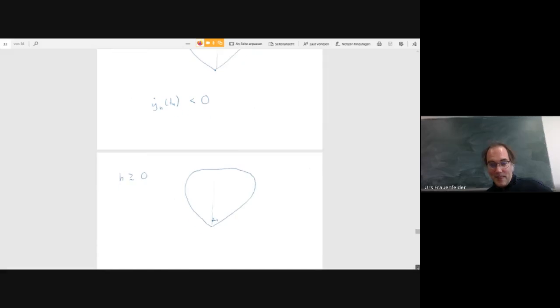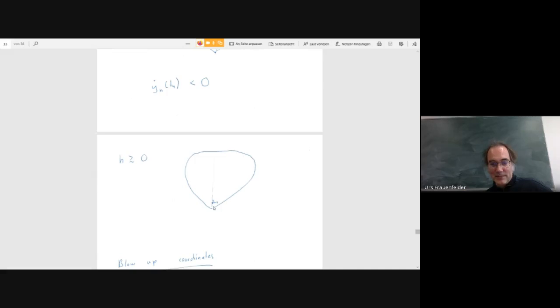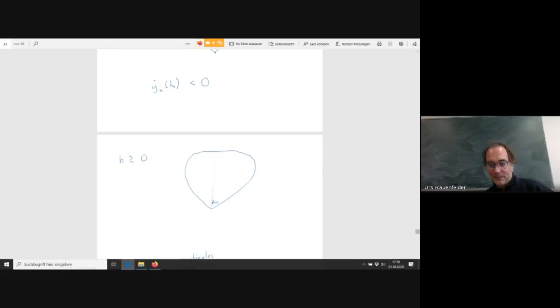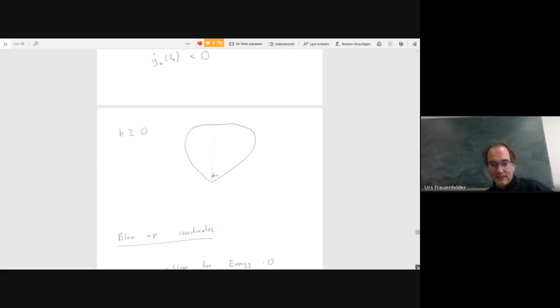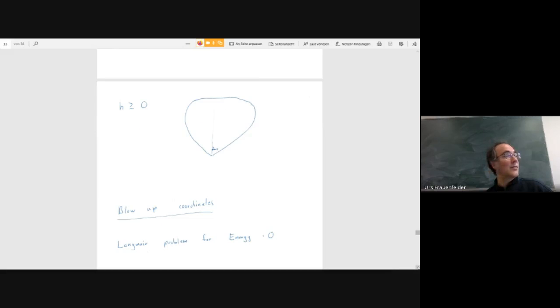And now what we do is, so this becomes very nasty if you're very close to singularity, but what we can do is we blow up the whole coordinates. So instead of being, we make everything much bigger. So we change also time. So after blowing up the coordinates, the Langmuir potential is homogeneous, so we can blow up all the coordinates, and then what we will end up with is a Langmuir problem for energy zero.